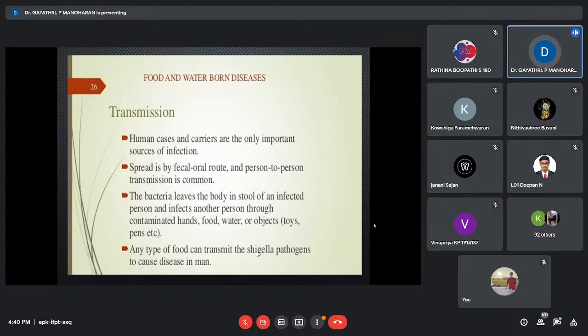Any type of food can transmit the Shigella pathogens to cause disease in humans. முன்னாடி சொன்ன மாதிரி மீட் வேணும், மில்க் வேணும் அந்த மாதிரிலாம் கிடையாது. Shigella can transmit at any way. So இதுதான் அந்த ஃபுட் தான் கிடையாது.